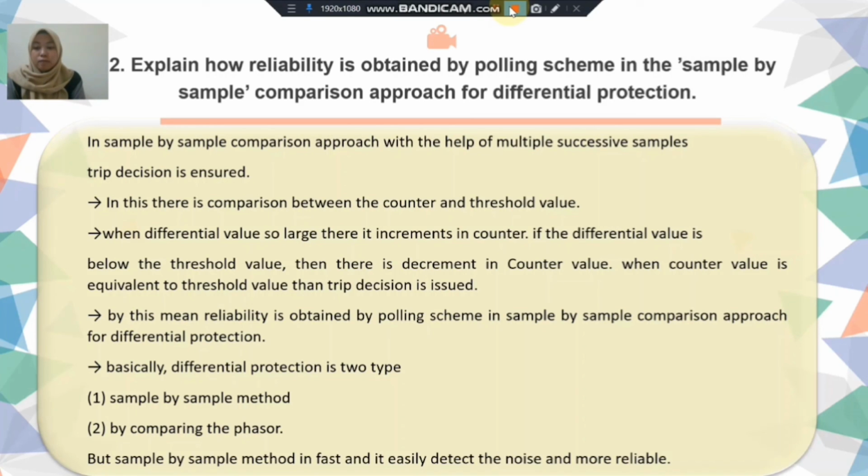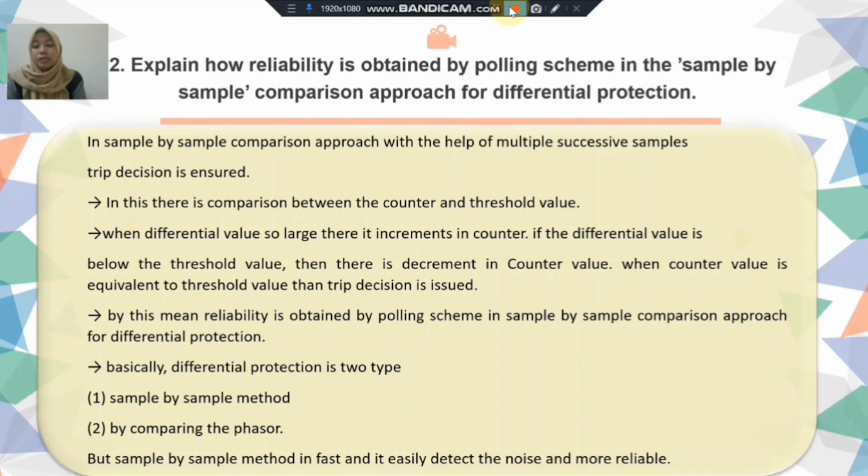When the differential value is so large, there is an increment of the counter. Okay, if the differential value is below the threshold value, then there is a decrement of the counter value. When the counter value is equivalent to the threshold value, then the trip decision is issued. By this means, reliability is obtained by Boolean scheme in sample by sample comparison approach for differential protection.